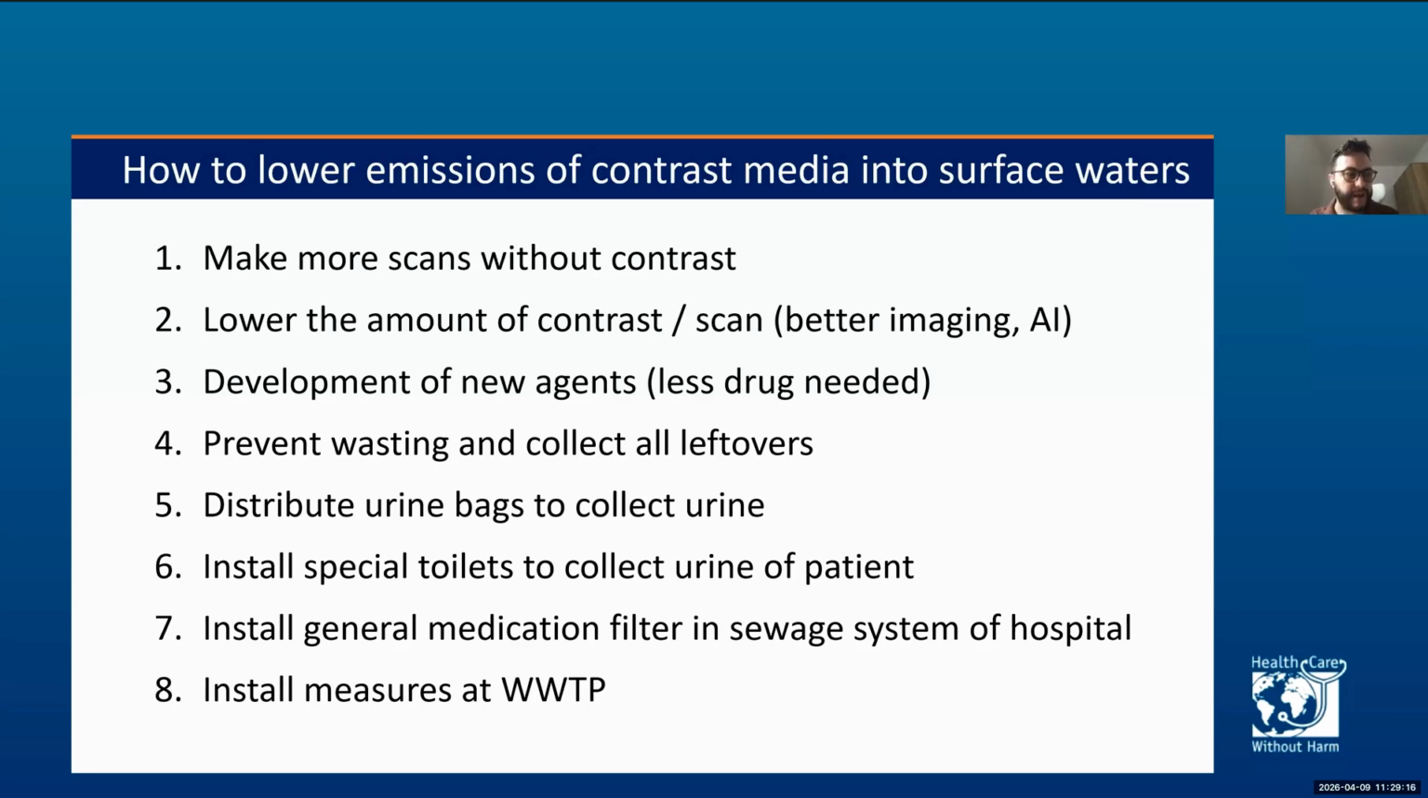And I'm gonna pick up on one of your messages that is actually the one that we usually also share when we go to conference, when you mention that what we need to reduce is the unnecessary use, like when you mentioned, like make more scans without contrast, or even avoid doing some of these tests if they are not necessary.